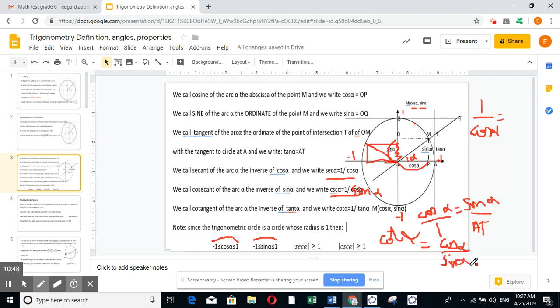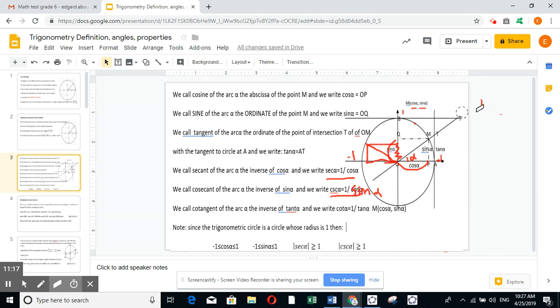So we have cosine, we have its inverse secant, we have sine, its inverse cosecant, we have tangent, which is sine over cosine, we have its inverse cotangent, and cotangent, which is 1 over tangent, is cosine alpha over sine alpha. So now we're going to continue. So don't forget, tangent alpha is sine alpha over cosine alpha. Cotangent alpha is cosine alpha over sine alpha.